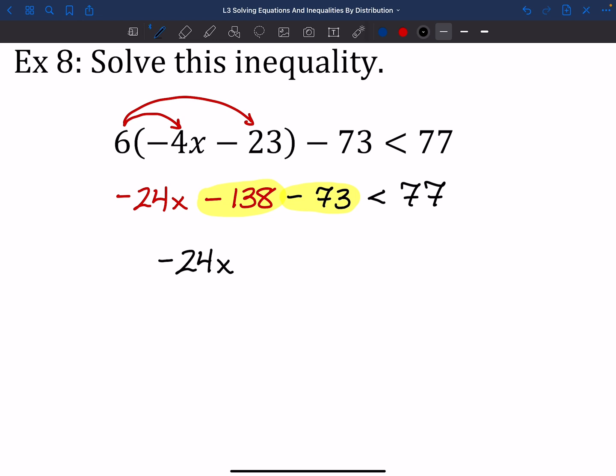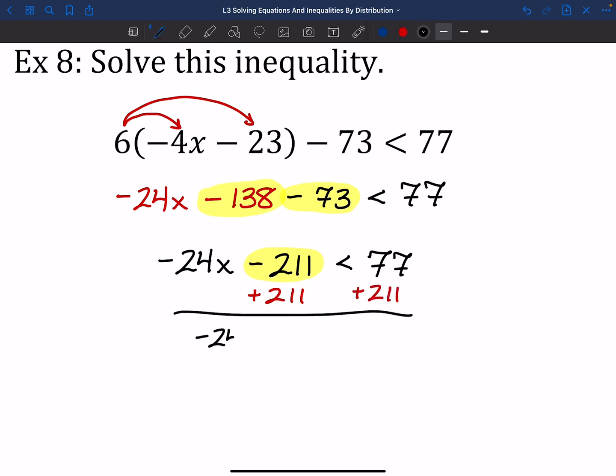So -138 minus 73 more is going to bring us down to -211. And again, we're bringing everything else along the same way. So that -211 is what we got from combining. After that, we've got a two-step inequality in this case to solve. So what I'm going to do is move that 211 away from where the variables are. I'm going to do the opposite, which means I'm going to add it over there. All right, so -24x is less than, and on the other side, 77 plus 211 is going to be 288.